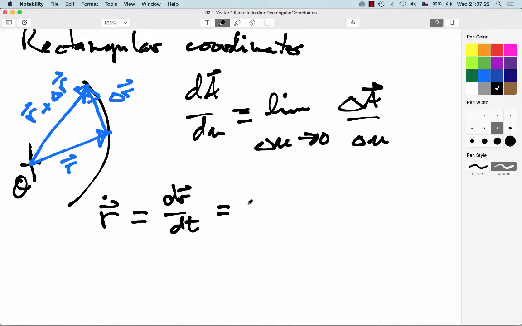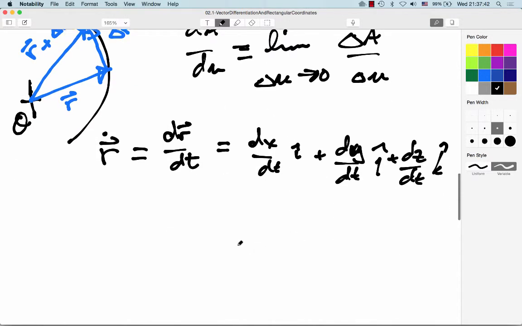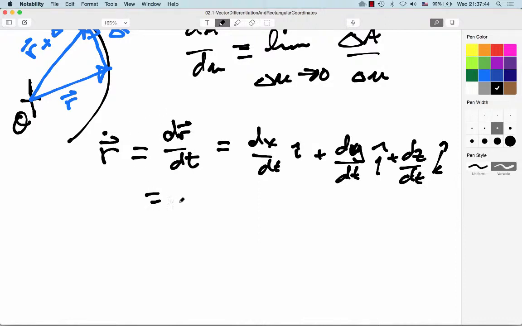All right, so let's follow this thought through. We're going to be differentiating with respect to time an x times i hat, a y times j hat, plus a z times k hat. So this will give us dx/dt i hat plus dy/dt j hat plus dz/dt k hat. Or we can write that, if we prefer, that our v, or r dot, same difference, is x dot i hat plus y dot j hat plus z dot k hat.